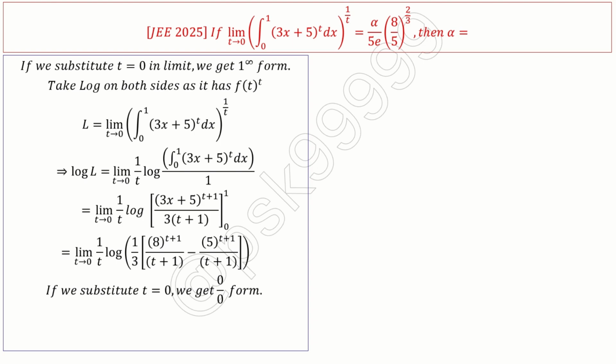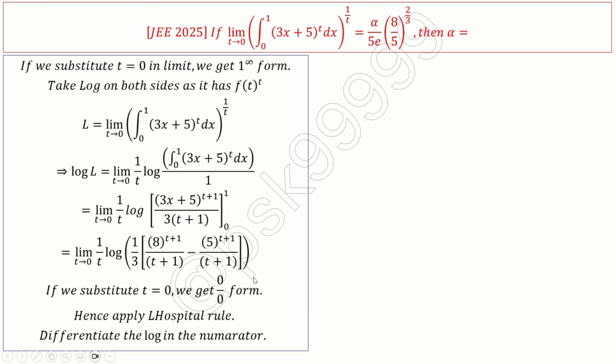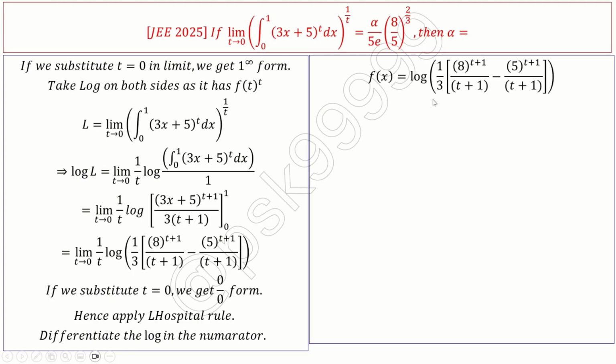So if you substitute t equal to 0, we get 0 by 0, so we need to apply L'Hopital's rule. Differentiate the numerator and denominator. The denominator is simple t, so you will get 1 here. The numerator is this log, and we need to differentiate this one. If you do it carefully, we'll get the answer. So let's call this one f of t. All we need is f dash t.